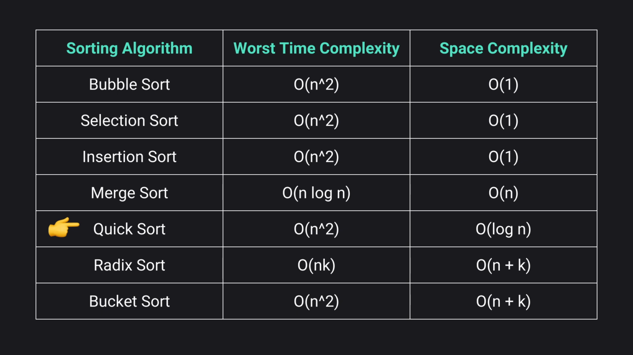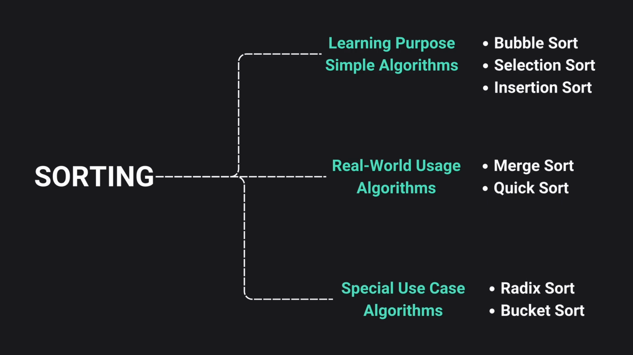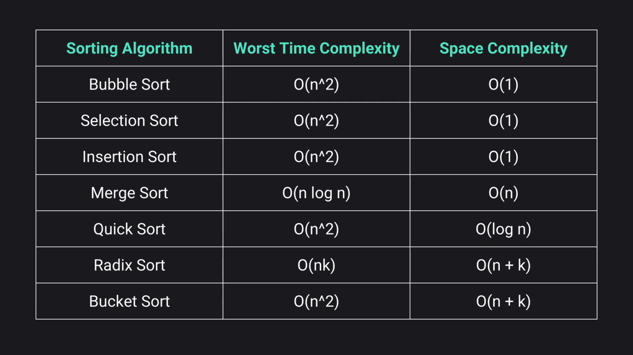Radix sort and bucket sort are special purpose sorting algorithms that can be very efficient for certain types of data. Radix sort, for example, is efficient for sorting integers or strings and provides O(n times k) complexity, where n is the number of elements and k is the number of digits or characters. However, it requires additional space and is not efficient for data types that don't have a digit or character representation. And bucket sort is effective when the input is uniformly distributed across the range and can provide O(n plus k) complexity, where n is the number of elements and k is the number of buckets.